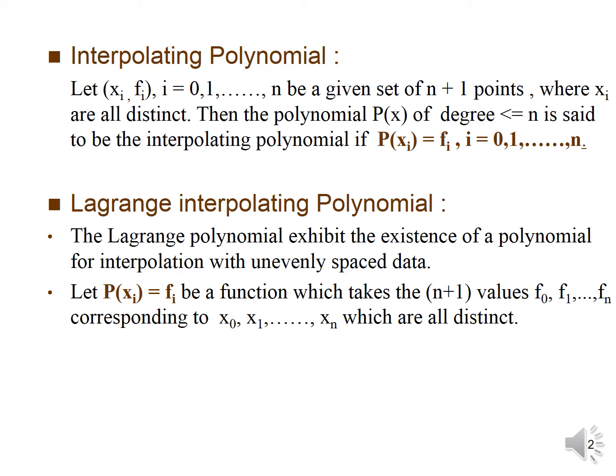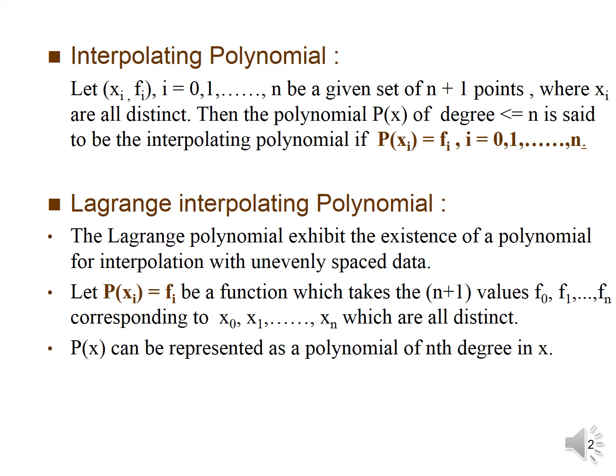So we are taking values of y or f as f0, f1 up to fn. The corresponding values are x0, x1 up to xn, and these are distinct points, and we say that the polynomial can be depicted by p(xi) is equal to fi, and this is the function which takes n plus 1 values. So p(x) can be represented as a polynomial of nth degree in x.